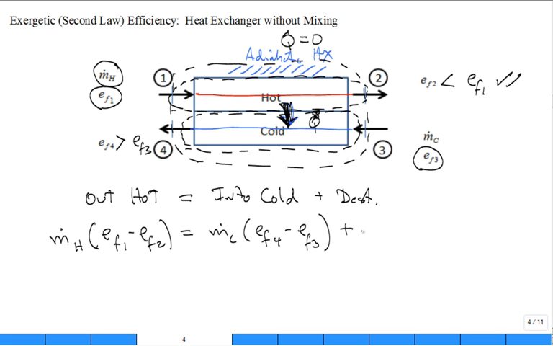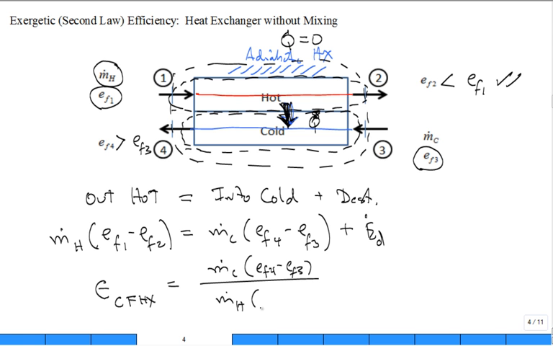So what are you going to get? You're going to get the destruction. So you can think of an efficiency, the second law efficiency for a, I don't know what you call it, counterflow heat exchanger, and that would be how much went into the cold fluid, m dot cold times EF4 minus EF3, divided by how much came out of the hot, m dot H times EF1 minus EF2.